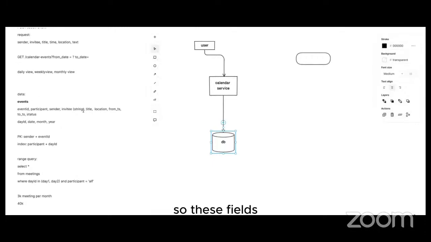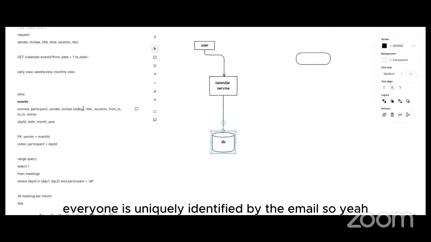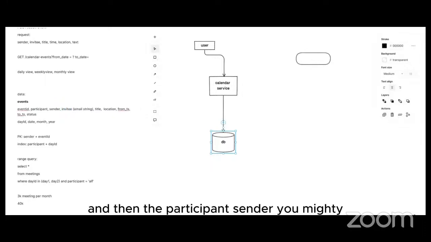So these fields, are they like email address, or like user ID? For example, invitee, is that like email address? It can be an email address, because in the Google Calendar system, everyone is uniquely identified by the email. And then the participant, sender, invitee. So if someone sends an invitation to 10 participants, will we create 11 records in this table?